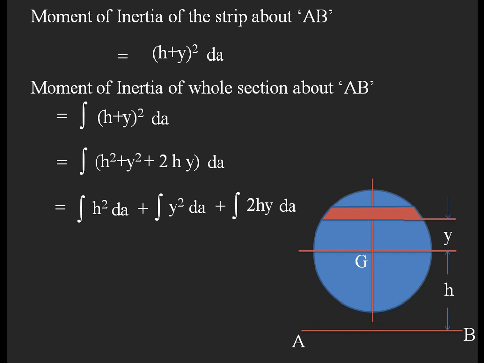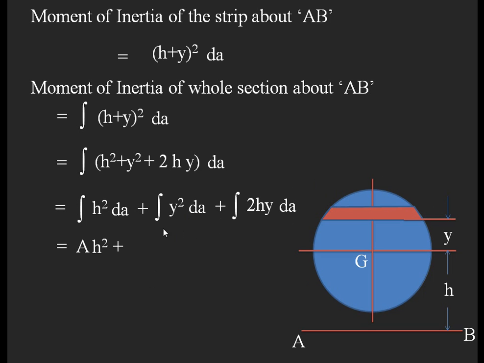When you keenly observe here, in this h square dA, h is constant. Integration dA means the sum of the areas of small elemental strips which will be covering the whole area, so that will be equal to the area of the whole section. We can write it as capital A, so h square into integration dA will be equal to A h square only. Here integration is applied with reference to the limits which will be covering the whole section area. So that can be written as capital A, which is the area of the whole section, h square, and plus integration y square dA.